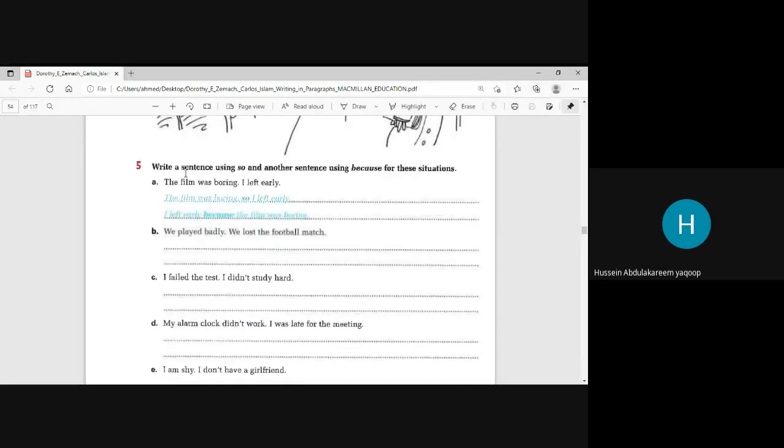Well, you see here, we need to write a sentence or sentences with so, and another sentence or sentences with because. For these situations, the film was boring. I left early. This is done, as you see. Now we need to go to B. One time with so, and the second time with because. We have whom?